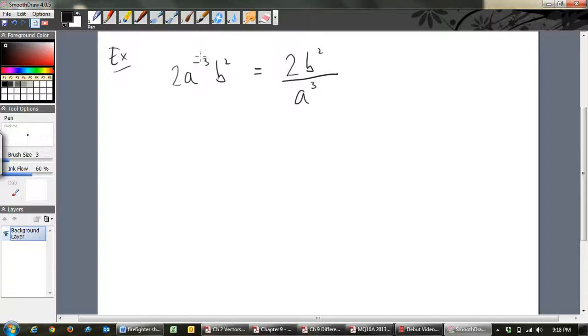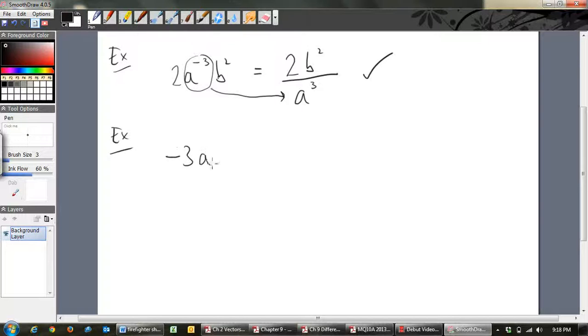And so you can see that negative power forces it down to the bottom line of the fraction, and then it becomes a positive power. So that is correct. That's what they're asking you to do. Okay, let's just do a very similar one.